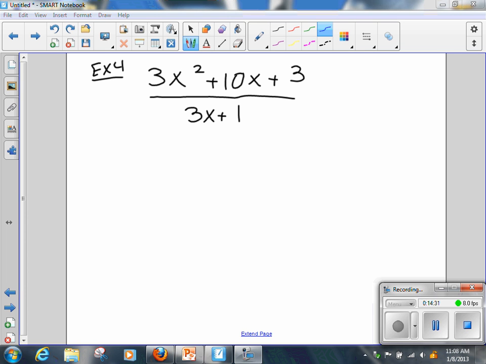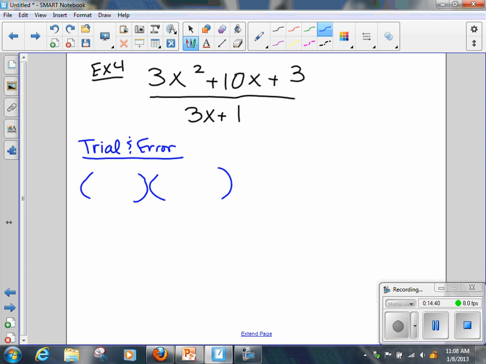Nah. So if you go trial and error, that trinomial is going to bust down into 2 binomial factors. What times what is 3x squared? 3x and x, right? Okay? And then what are the two factors of 3? Well, we got 3 and 1. It's the only two factors we got.